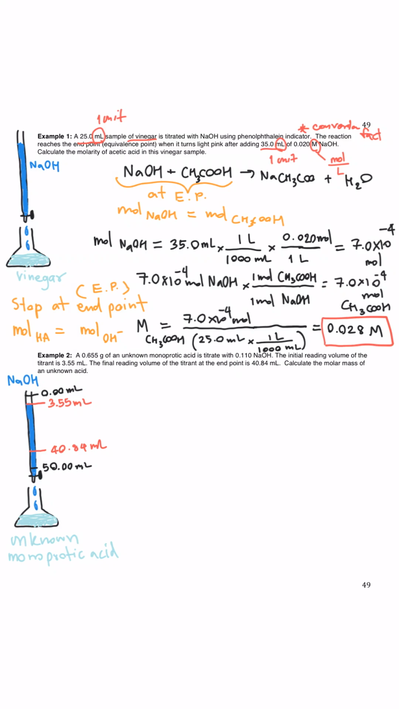This tells us that the volume right here between 3.55 to 40.84 would be the volume at the end point where the mole of the acid is equal to the mole of the base. And again, the end point is when we stop the titration because the indicator changed the color for us to see visually that it's already reached equivalence point. The neutralization reaction between sodium hydroxide and the monoprotic acid can be written as this. Sodium hydroxide reacts with monoprotic acid, converting to salt and water.